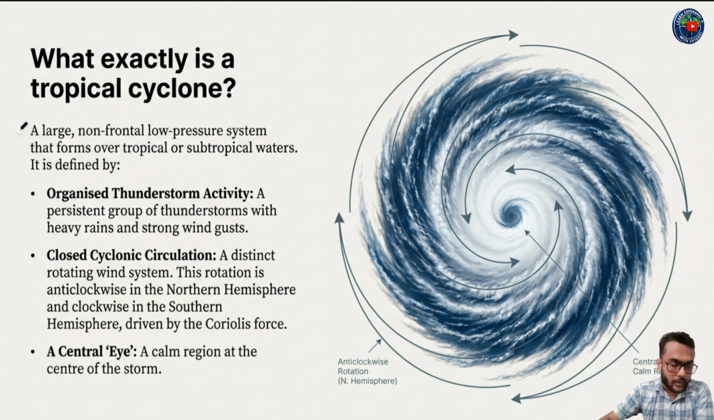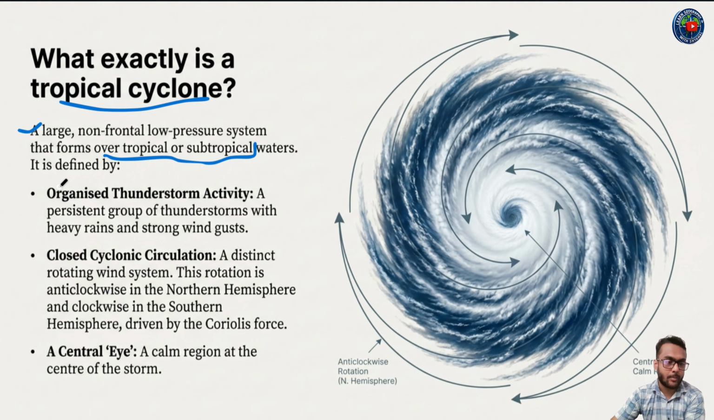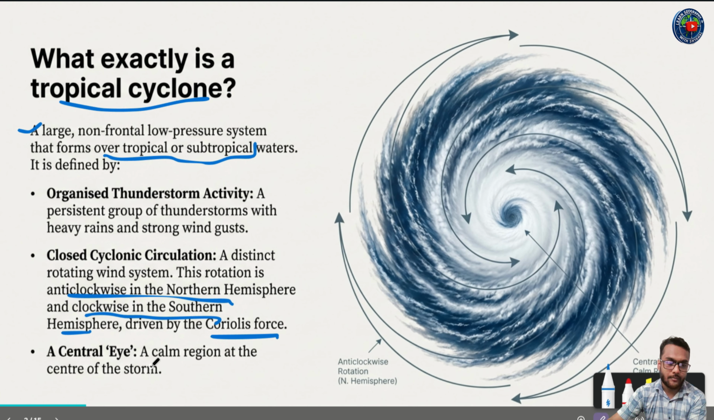A tropical cyclone is a large non-frontal low pressure system that forms over tropical or subtropical waters. It is defined by organized thunderstorm activity, a persistent group of thunderstorms with heavy rains and strong wind gusts. Closed cyclonic circulation, a distinct rotating wind system. This rotation is anti-clockwise in the northern hemisphere and clockwise in the southern hemisphere, driven by the Coriolis force. And a central eye, a calm region at the center of the storm.